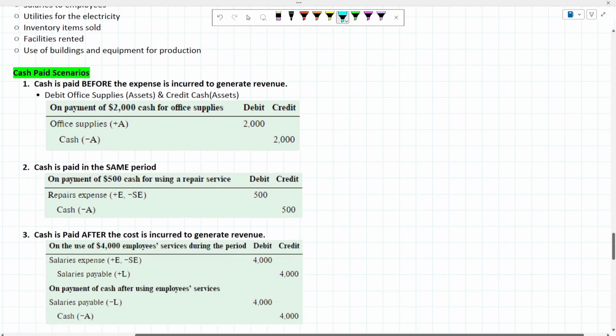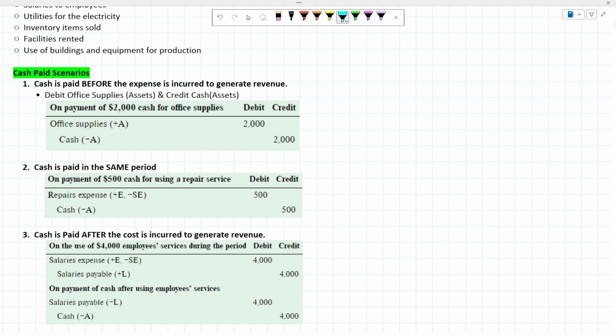Cash paid scenarios. 1, cash is paid before the expense is incurred to generate revenue. So debit office supplies in the assets account, and credit cash in the assets account as well. We could see here an example of this: since we're debiting office supplies, that's going up, and we're crediting, or removing, $2,000 from the cash account.